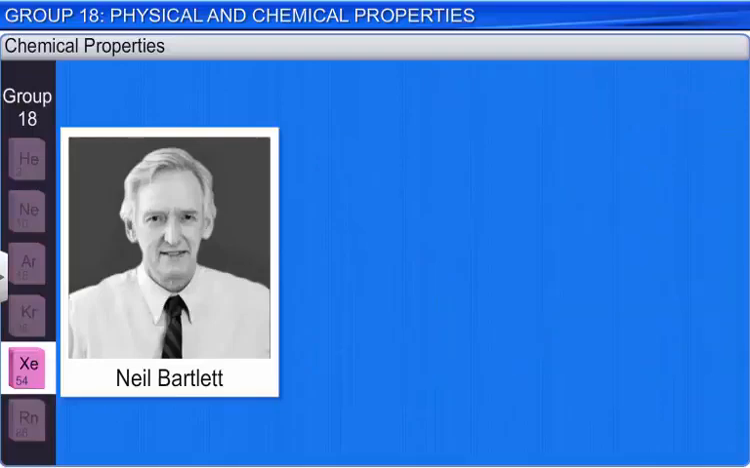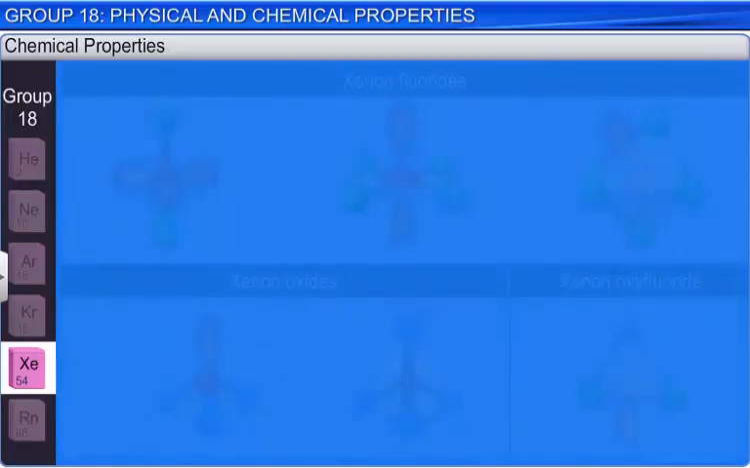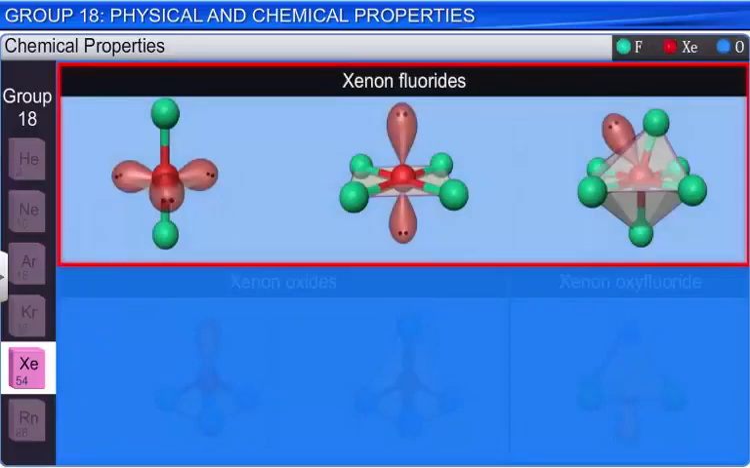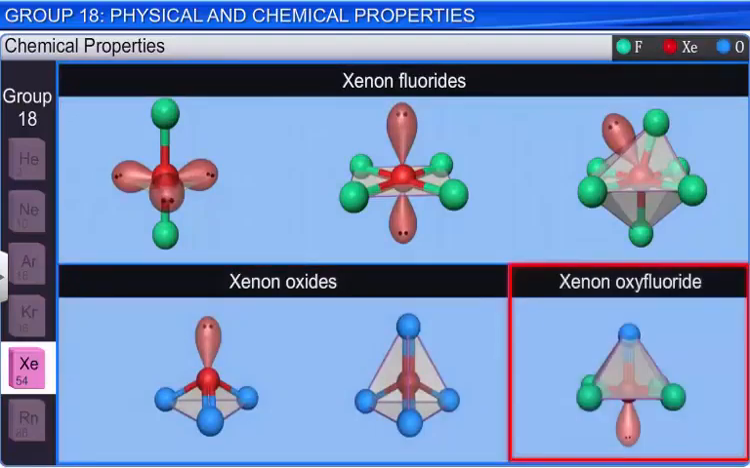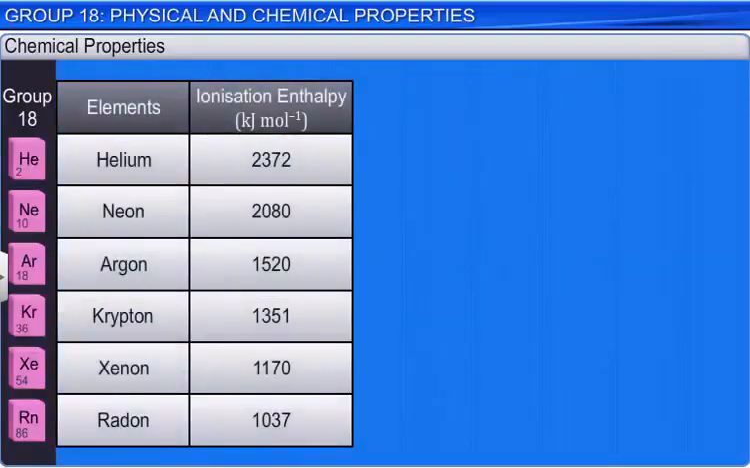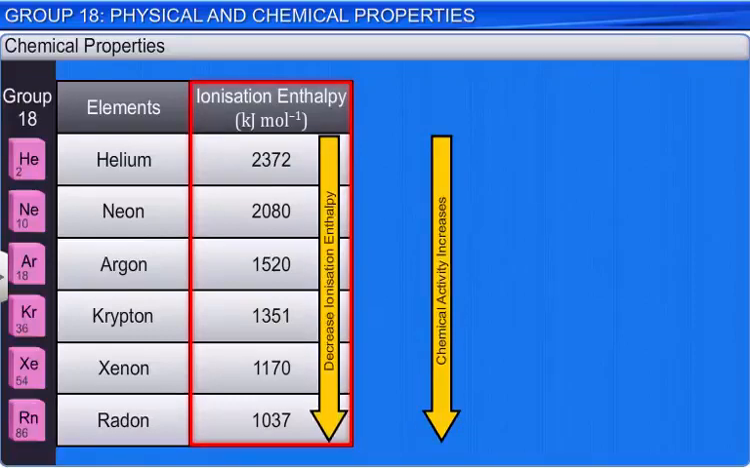He was the first to prepare a compound of xenon called xenon hexafluoridoplatinate(V). Later, many compounds of xenon were synthesized, including fluorides, oxides, and oxyfluorides. The data in the table for ionization enthalpy here shows that the chemical activity of group 18 elements increases with the decrease in the ionization enthalpy on descending the group.